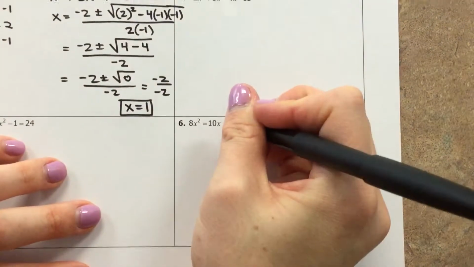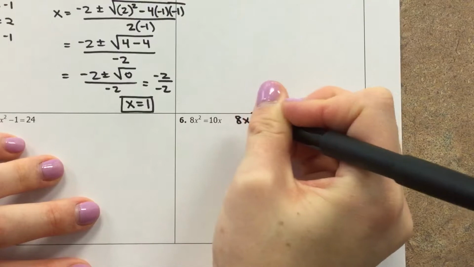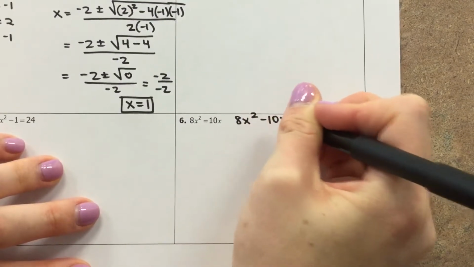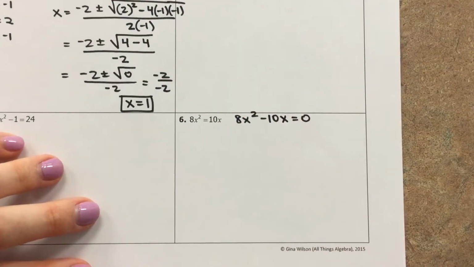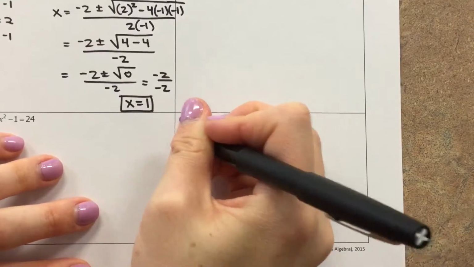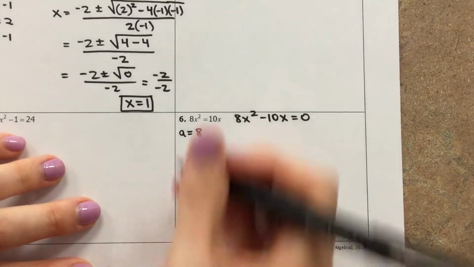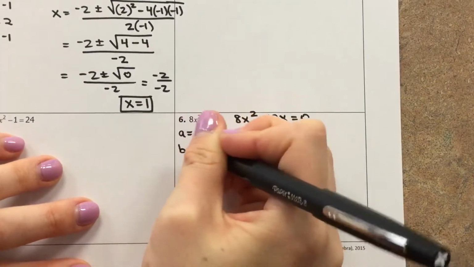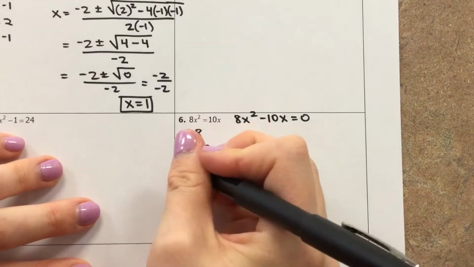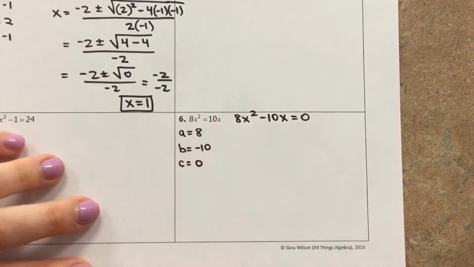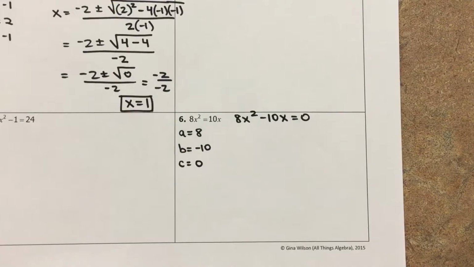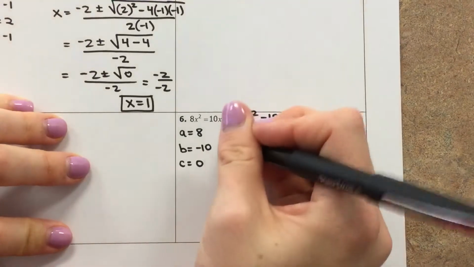So get everything in standard form, which means subtracting everything over to the left. So subtract the 10x. We get this. Identify our values here. So a is 8x squared. B is negative 10 times x. And then c is our constant. We do not have a constant, so it's 0. If you're missing the b, if you're missing the c, that just means it's a 0. So we can now plug in.